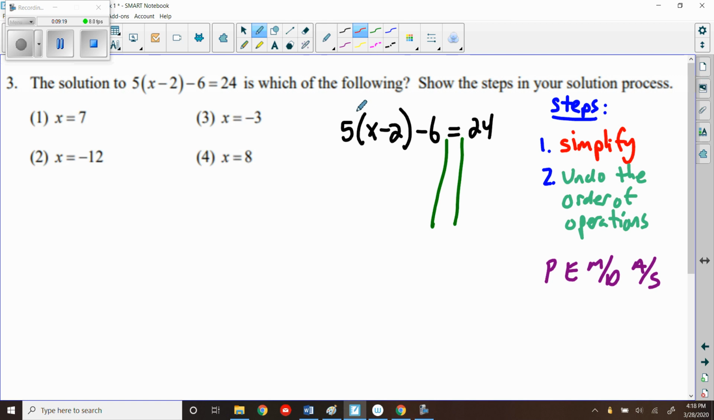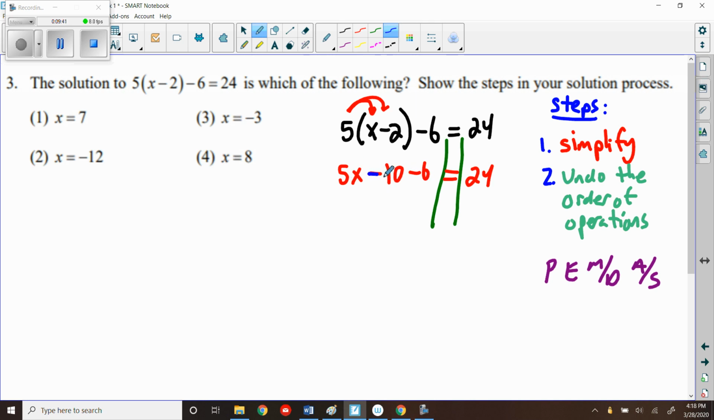Okay, so the first thing I'm going to do is I'm going to distribute. 5 times x is 5x minus 5 times 2 is 10, and then we have a minus 6. I'm going to keep writing equals 24 just to rewrite my equation every single time. Okay, now I have a 5x minus 10 minus 6.